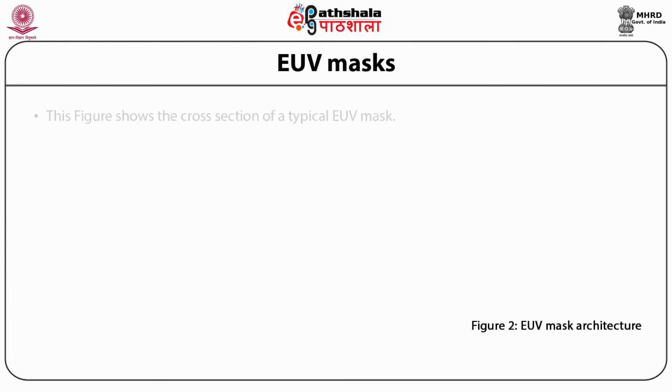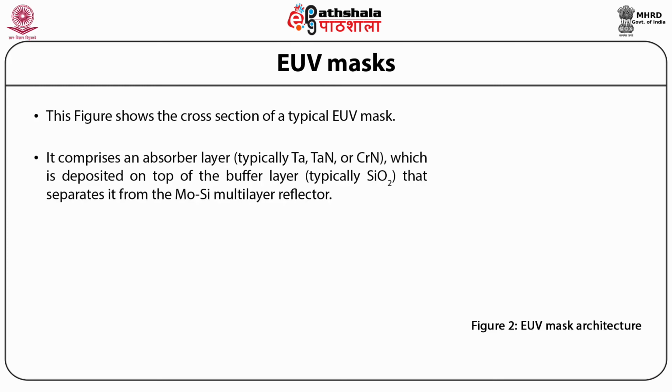EUV mask. This figure shows the cross section of a typical EUV mask, which comprises an absorber layer, as you can see over here, which is typically of tantalum, tantalum nitride or chromium nitride, which is deposited on top of the buffer layer, typically SiO2, separating it from the MoSi multilayer reflector. Now, students, note over here that the absorber material is titanium nitride.